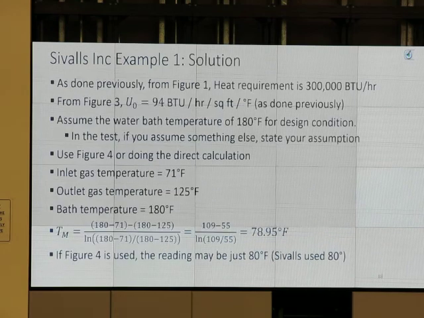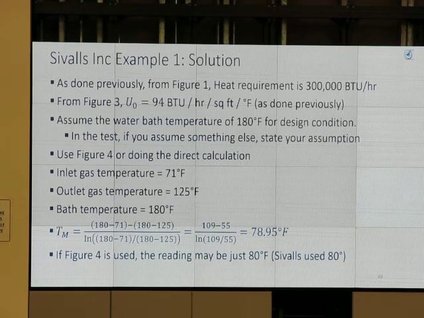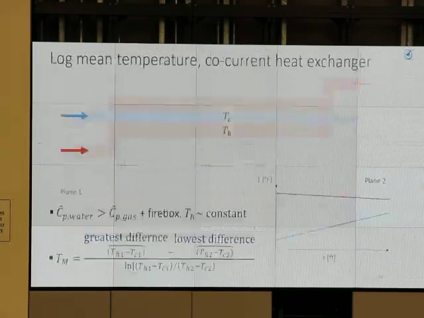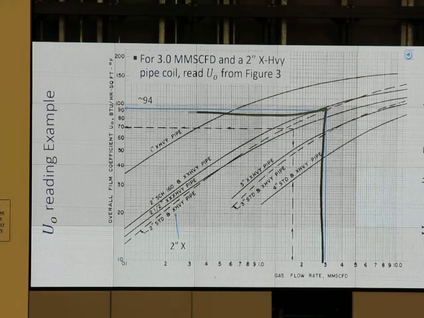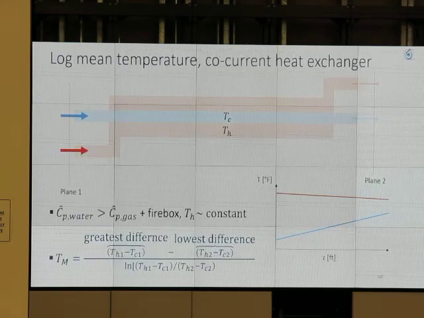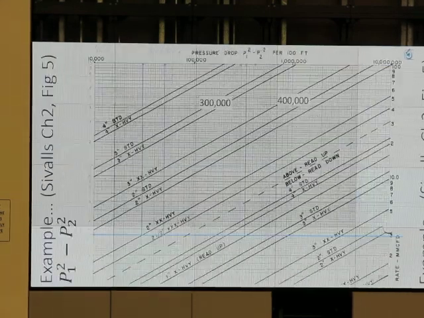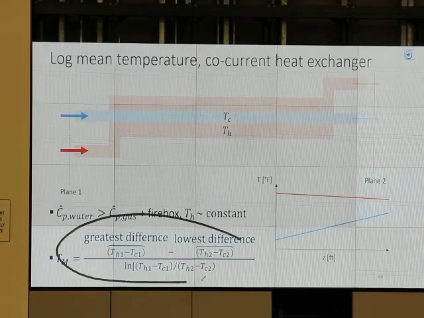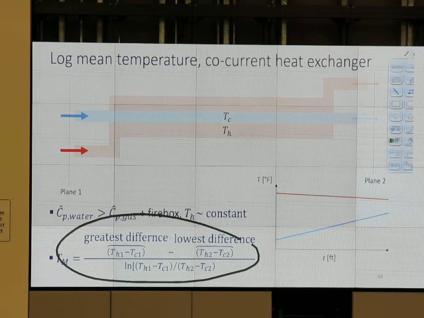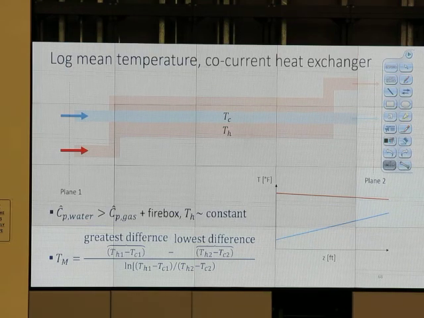So when we know that it's 2 inch X, we get U value of 94. We got it previously already from the chart. Let me show it to you one more time. I'm sorry about going back and forth. It is this chart. See, U value 94. Okay. After we get U value 94, we calculate log mean temperature difference. Log mean temperature difference is this formula, right? To calculate log mean temperature difference, we need to know water bath temperature.